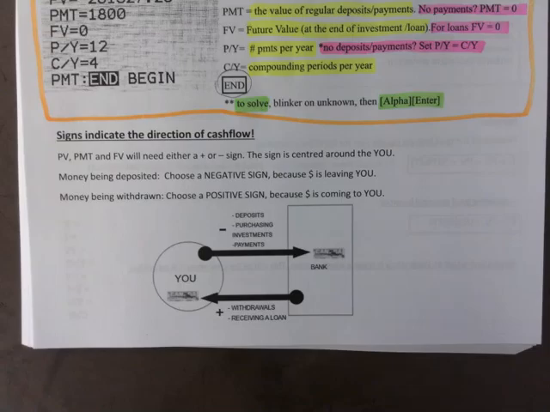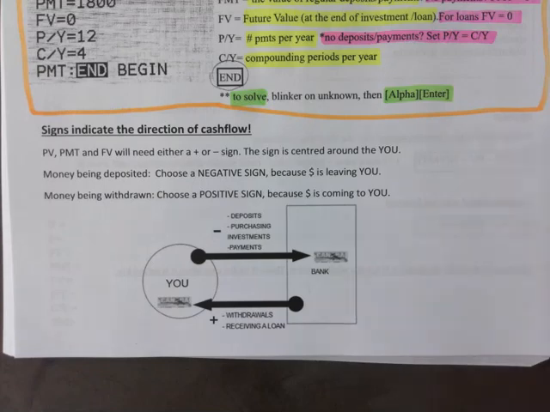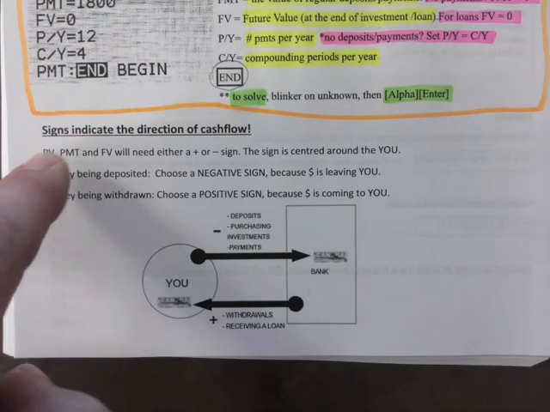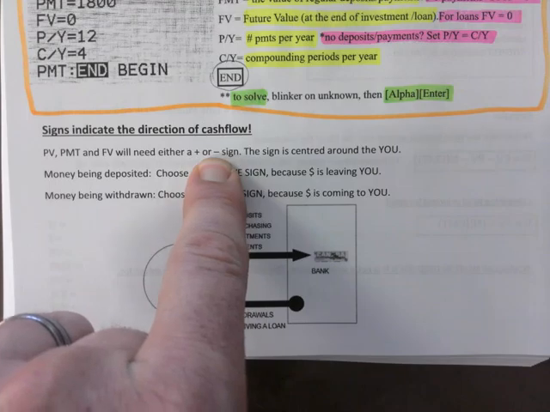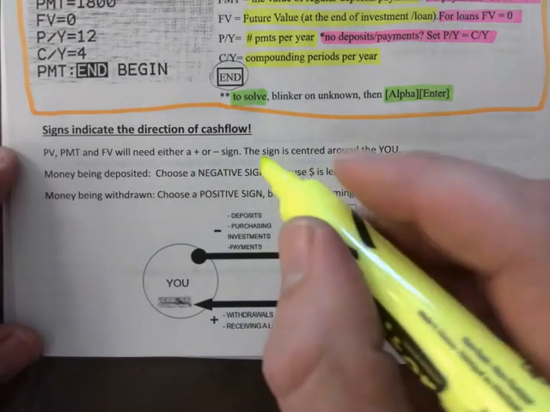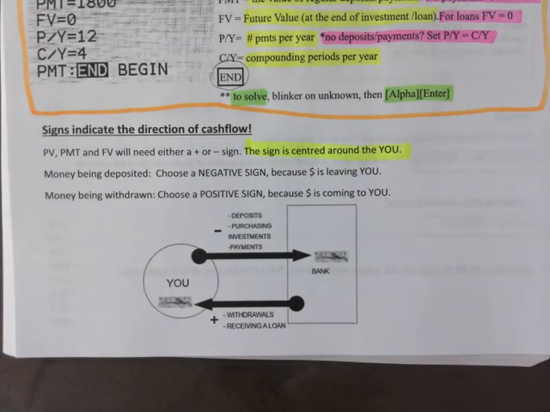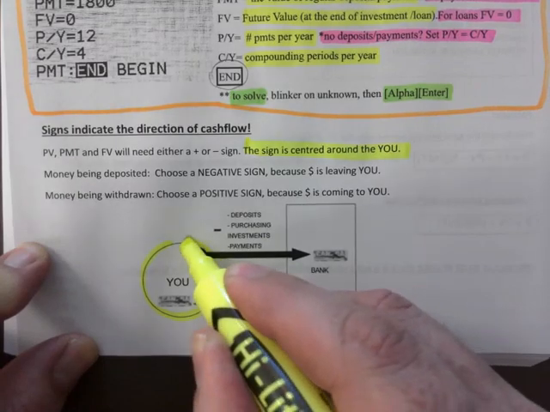Next, you need to understand this, it's really important. PV, so present value, payment, and future value will need to have a plus or minus sign. Okay? This sign, highlight this part, is centered around you. It has to do with you. For this course, the way I teach it, it is around you. So this is you right here. Highlight yourself. You're the highlight of this story here.